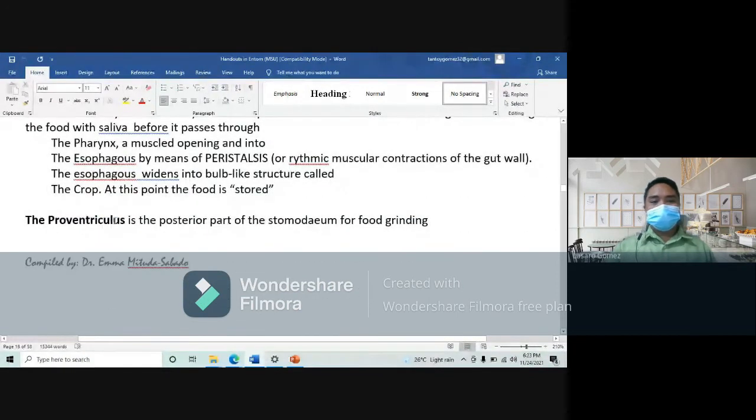The proventriculus is the posterior part of the stomodium for food grinding. So dito na dayon sa proventriculus, yan ang igaling ang pagkaon.